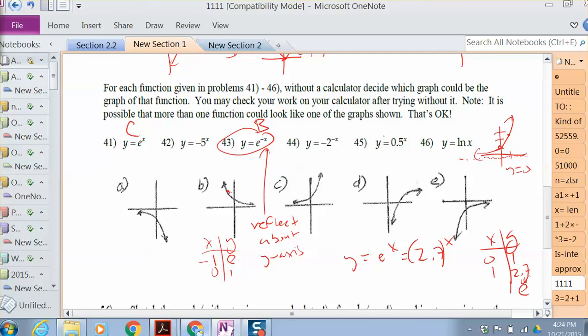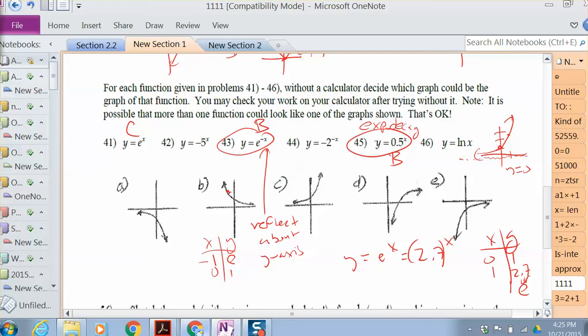Now 0.5 to the x, 45, is kind of interesting. That's going to be exponential decay. That's because when x gets larger, y gets smaller. But everything stays positive. So in that case, yeah, it says here it's possible more than one function could look like one of the graphs shown. So that's going to be b again. So it's interesting: 43 and 45 take on the same shape.